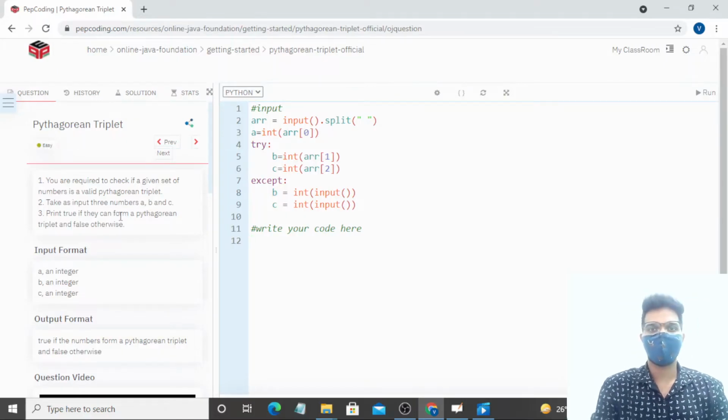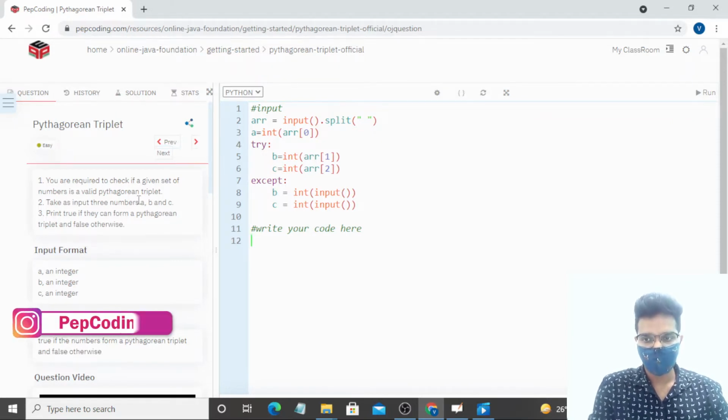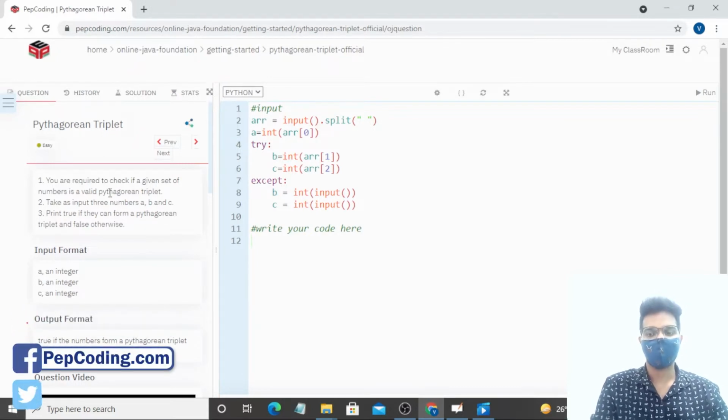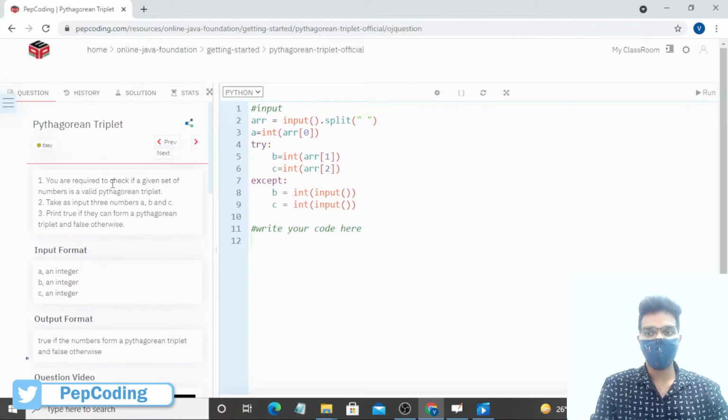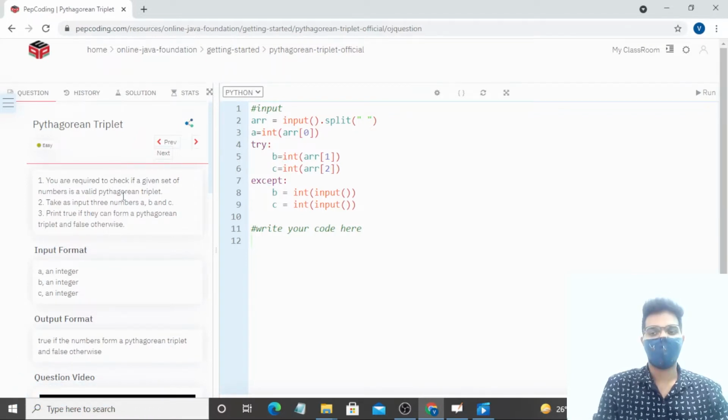So in this video, we are going to discuss our question Pythagorean triplet. In the input, we are given three numbers A, B and C. We are required to check if these three numbers can form a Pythagorean triplet. If yes, then we have to print true, or if not, then we have to print false. So that's our question.